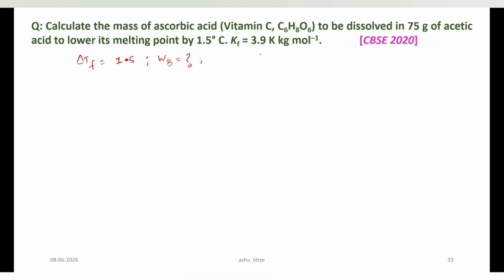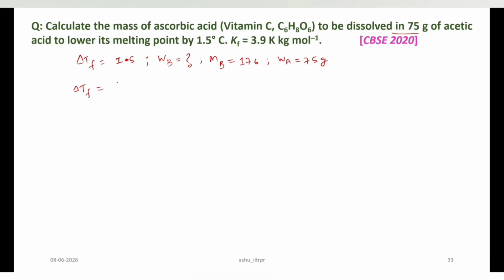The molar mass of ascorbic acid we can calculate because the formula is given. When you put C6H8O6, the molar mass comes out to be 176, so MB is 176. The mass of solvent is also given, 75 grams, so WA, the mass of solvent, is 75 gram. The depression is 1.5 degrees Celsius.